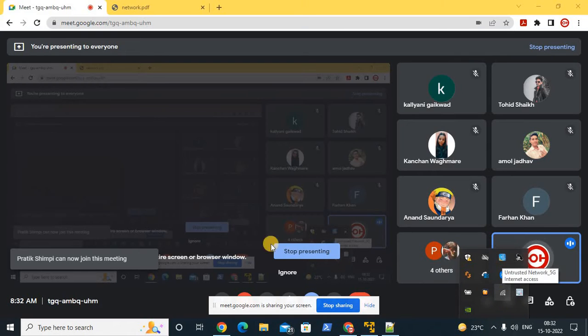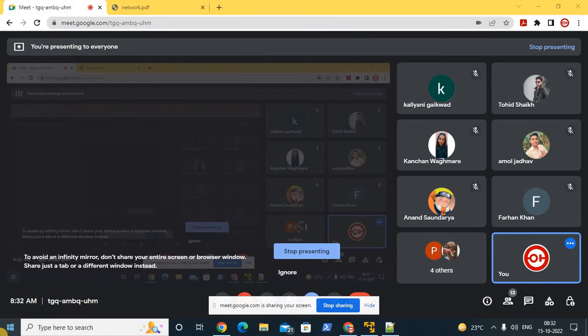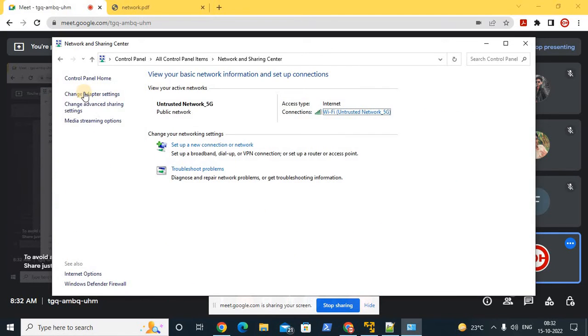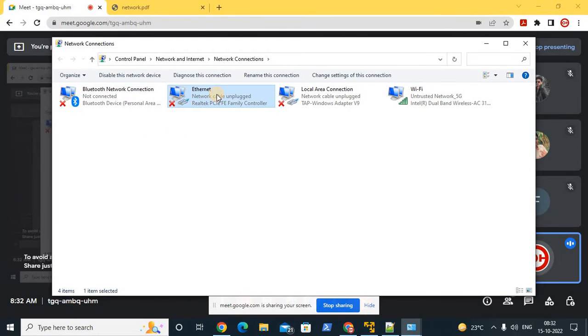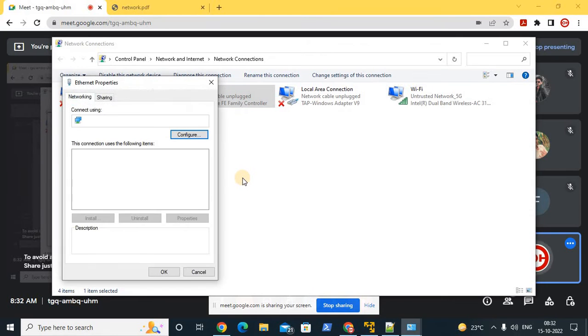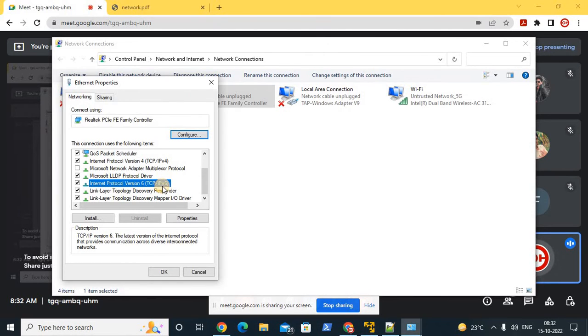I can show you: Control Panel, Network, Adapter settings. Here I have LAN setting. Go to the properties. See, Internet Protocol version 6. So I have the properties of the IPv6 protocol.